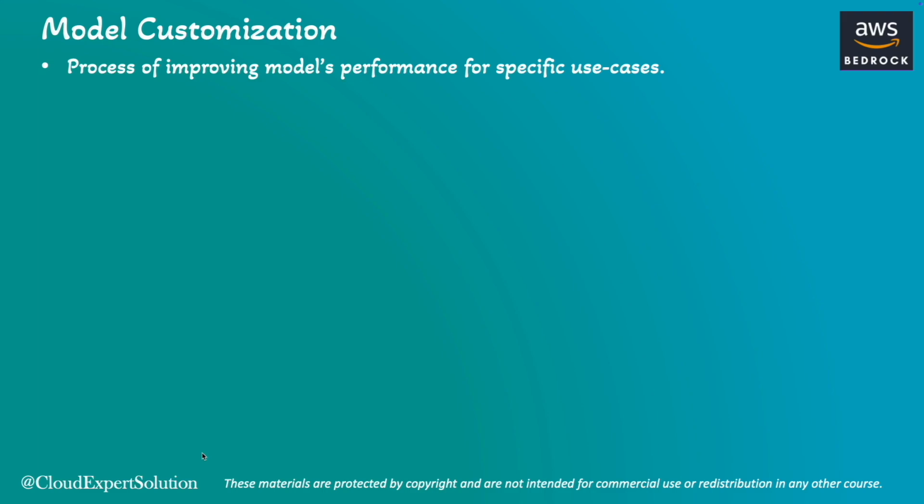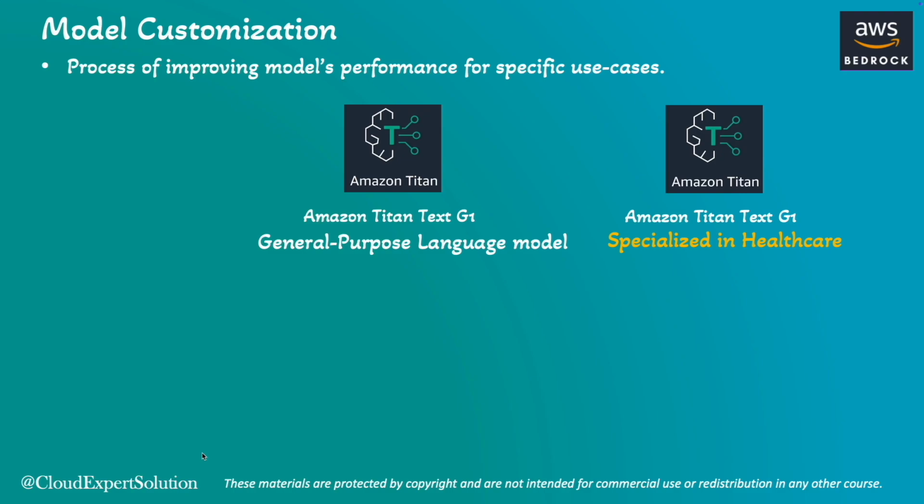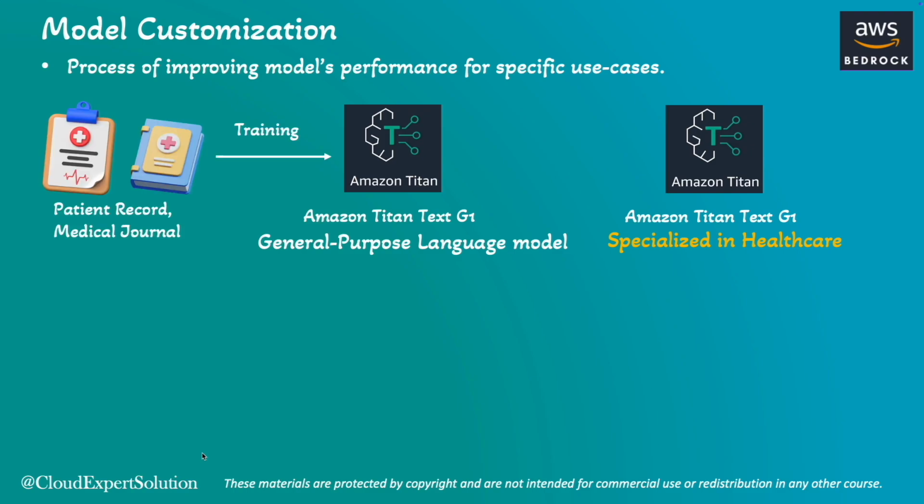Model customization is the process of providing training data to a model in order to improve its performance for specific use cases. Imagine you have a general purpose language model, maybe Amazon Titan Text G1. This model can answer questions about many topics. But you want the model to specialize in healthcare. That means it should answer healthcare related questions. To become an expert in medical terminology, you need to further train the model with medical journals and patient records. Once you train that model, the model becomes specialized in healthcare.